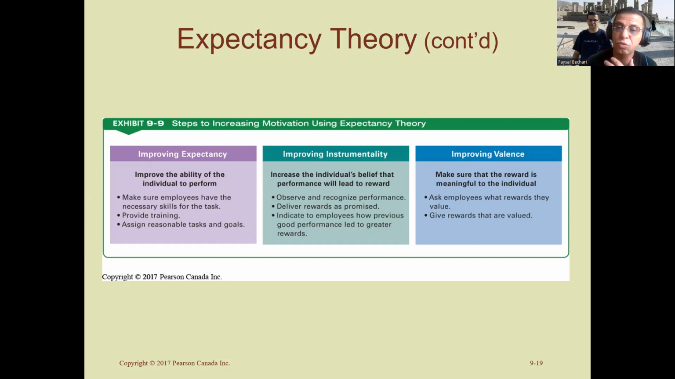And then you need to improve the valence. Make sure that the reward is meaningful to the individual. Basically, you ask employees what reward they value most. Holidays, extra salary, a break, whatever they value most. And give that reward, give the rewards that are valued most.